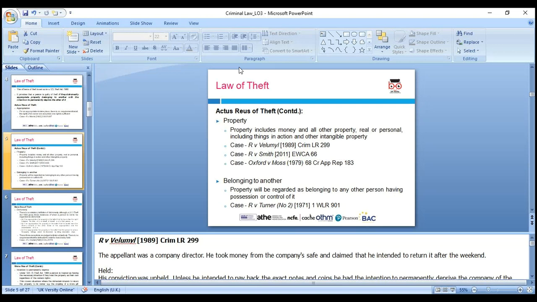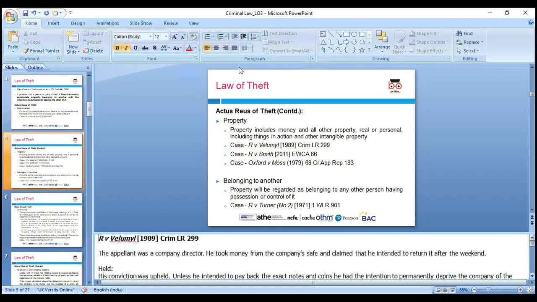So we can look around these. We can look around R versus Smith 1989 as well. The applicant was the company director. He took the money from the company safe and claimed that he intended to return it after the weekend.